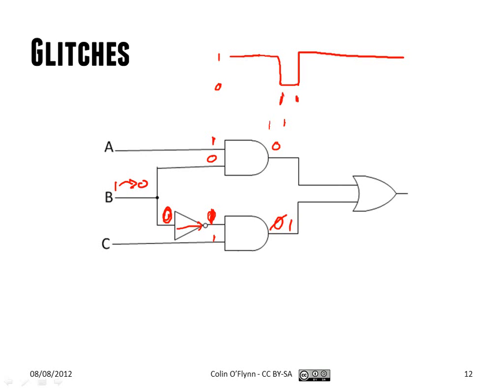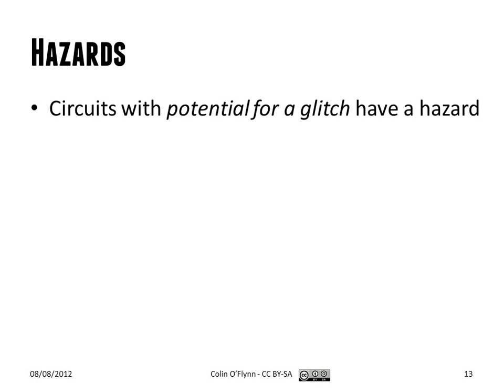So that's bad. If circuits have that potential for a glitch, not necessarily saying they will always create it, it might just be under certain conditions, but they have a hazard in them because there's some input combination that could have a glitch occur.